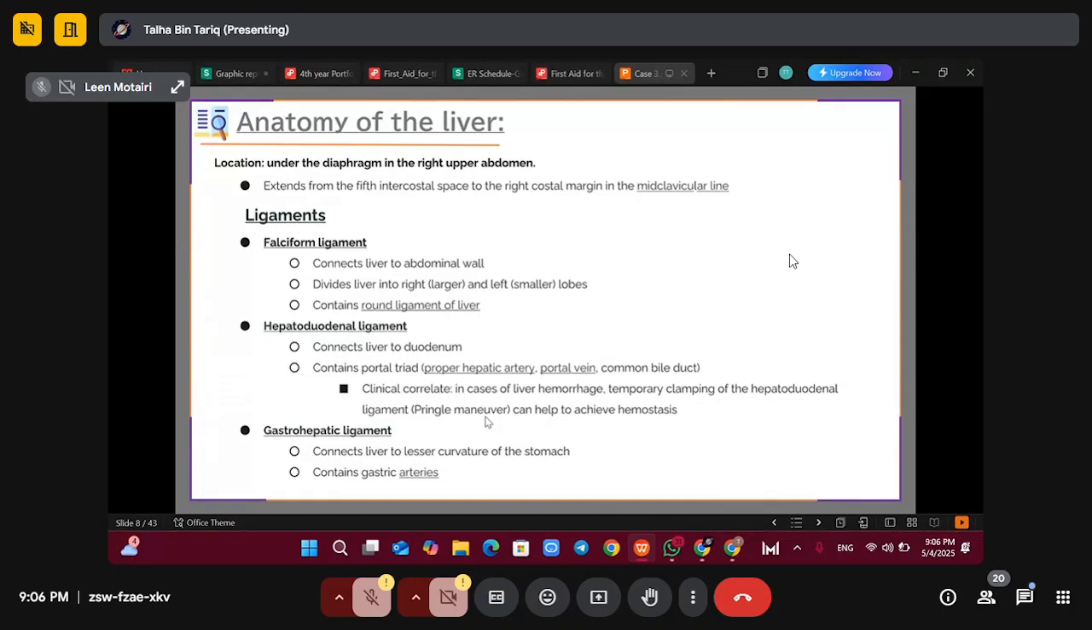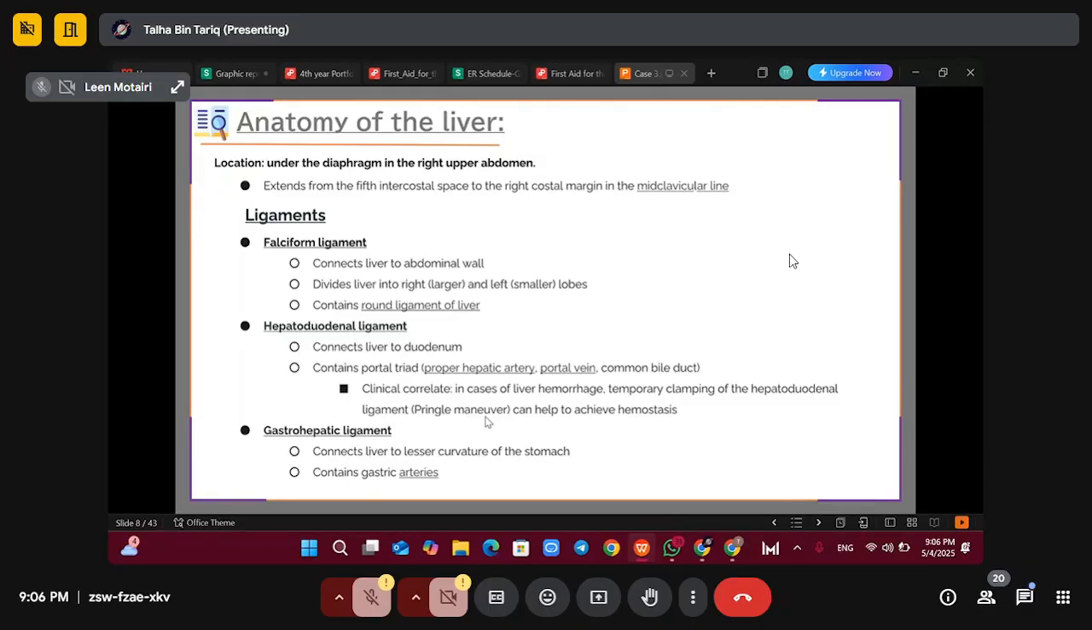So whenever there is excessive hemorrhage or bleeding within the liver, what they usually do is a maneuver called the Pringle maneuver. What do they do? They clamp the hepatoduodenal ligament so that there is a prevention of bleeding for a specific period of time, and then they surgically correct it. So that's about the hepatoduodenal ligament.